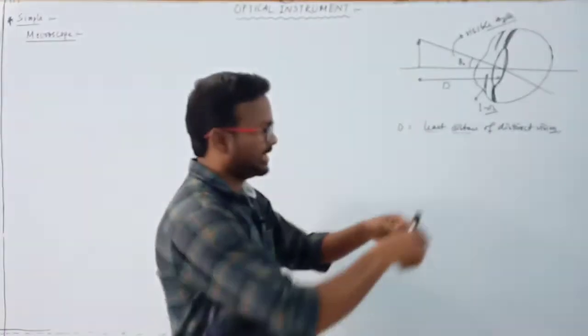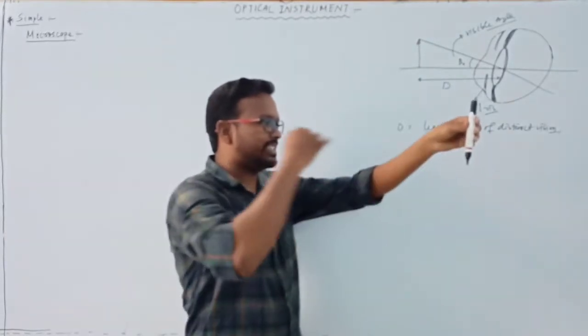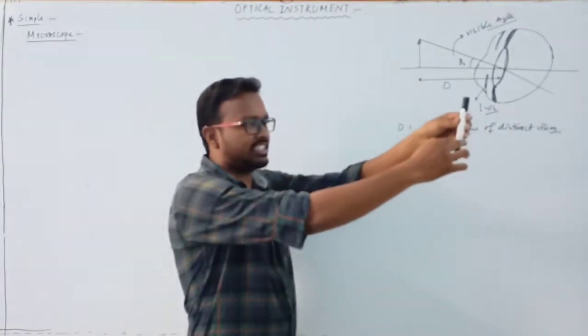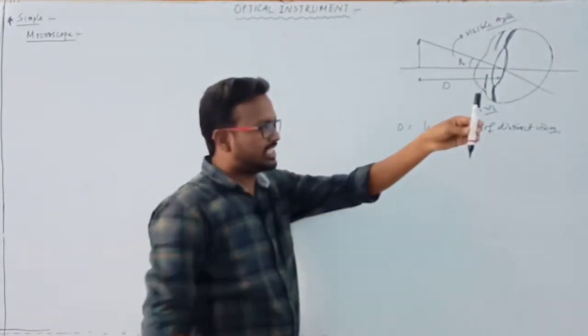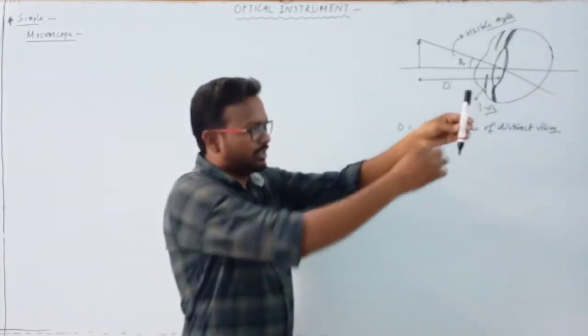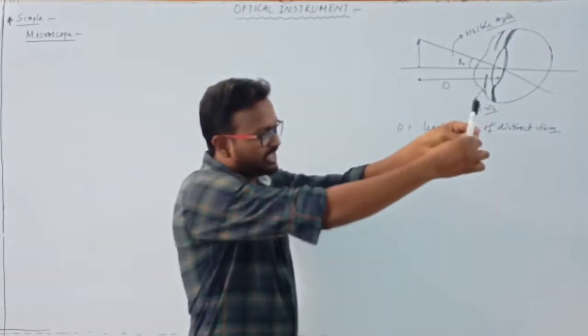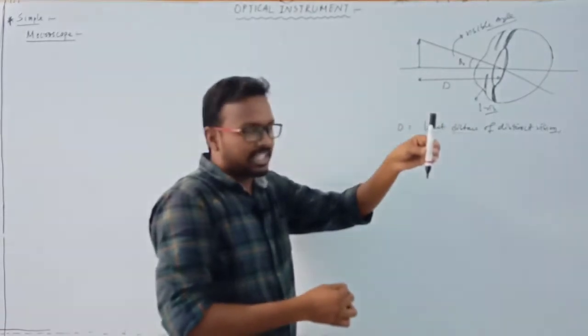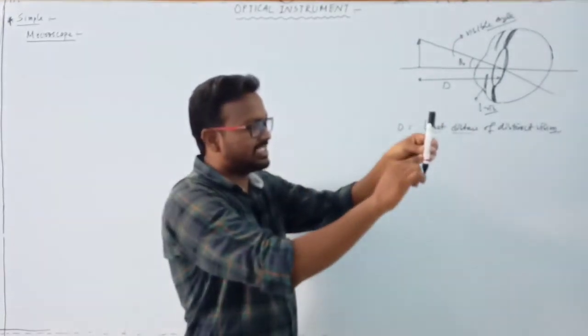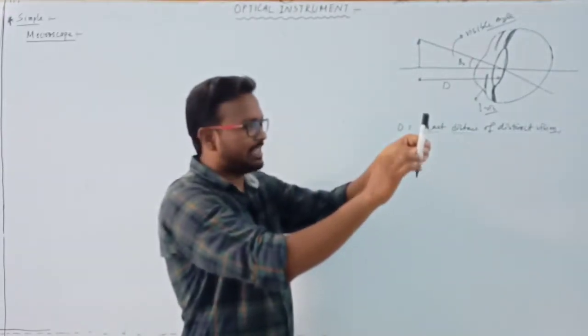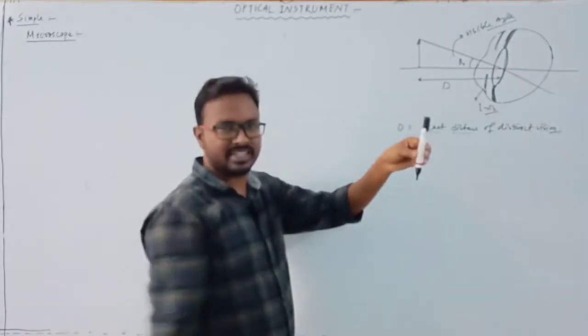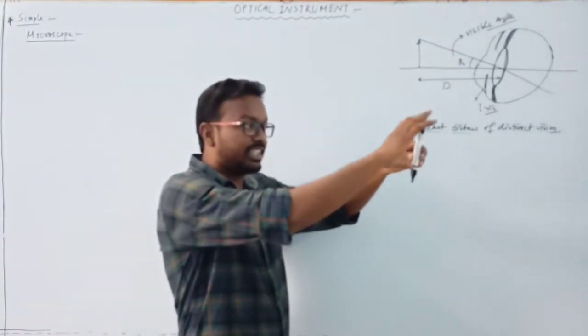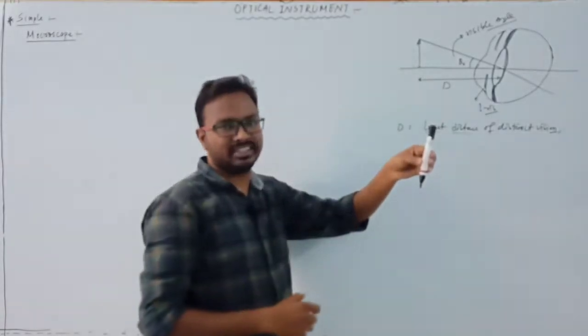Clear? If this is an object and its distance from my eye is the least distance of distinct vision, and if we bring this object closer than that, then the object is no longer at the least distance of distinct vision. At that time we cannot see this object clearly, because its image is in a blurring condition.